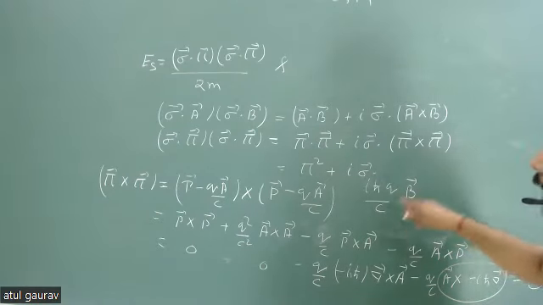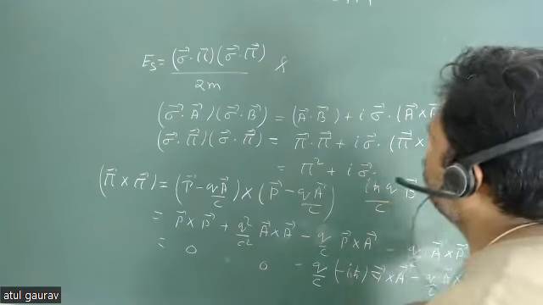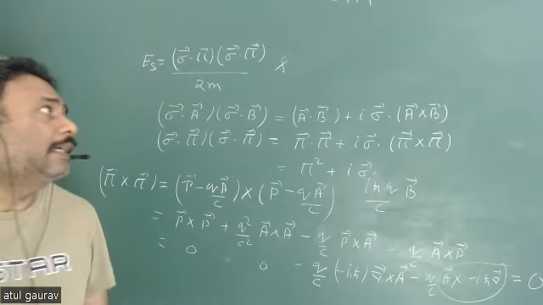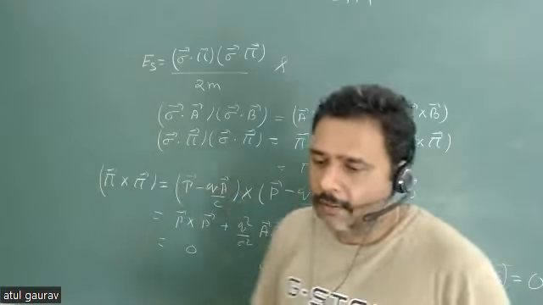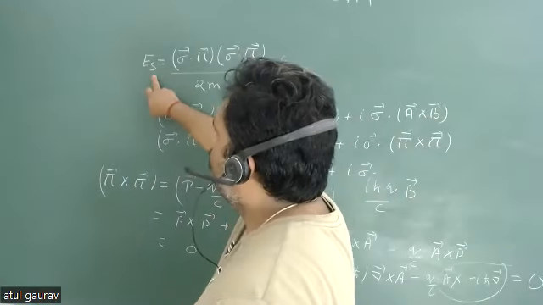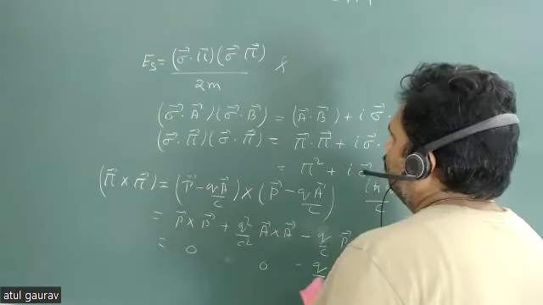And then I have this pi cross pi is equal to i h cut q B upon c. Now you will see, you will get a very, very exciting result from here. A very exciting result. By the way, what is this thing? Tell me, what is it? Kinetic energy. Now let's come to here.